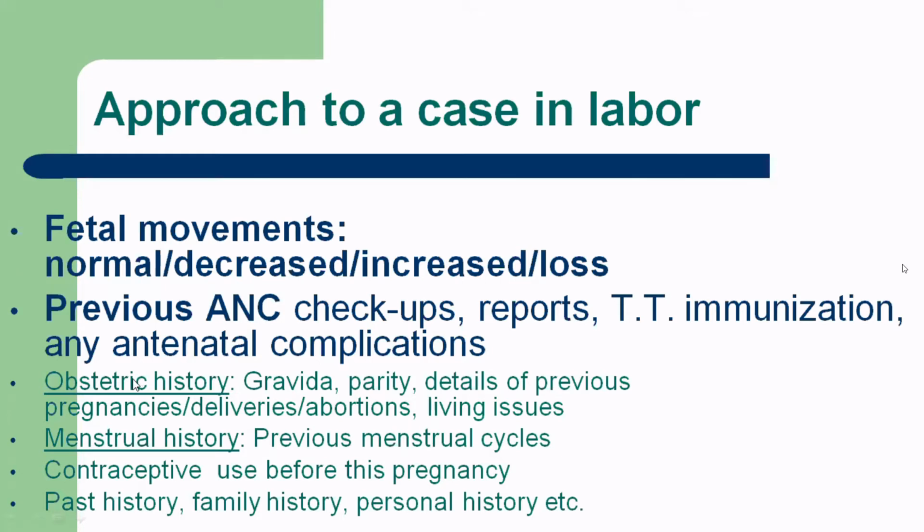Okay, and then you will take the details of obstetric history, the past pregnancies, which gravida she is, parity, details of previous pregnancies, deliveries, or abortions if she had any, and how many living issues she is having right now. Menstrual history, previous menstrual cycles, whether they are regular or not, everything you have to take here. And contraceptive use before this pregnancy. Past history, family history, and personal history you will take as usual.